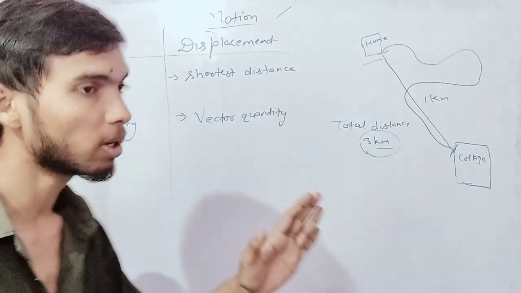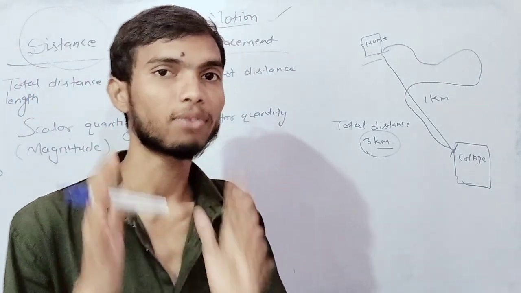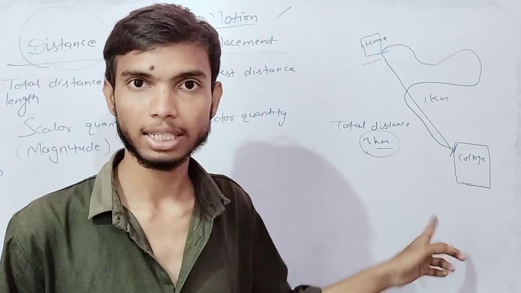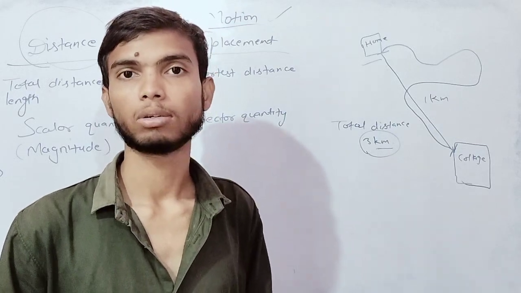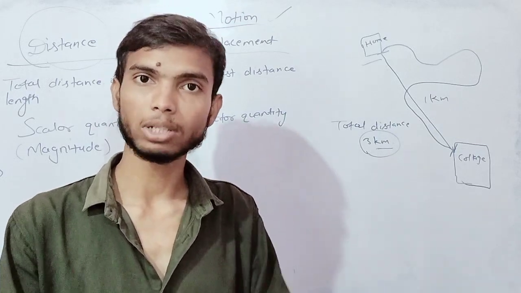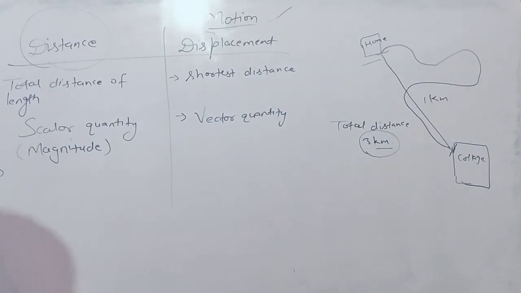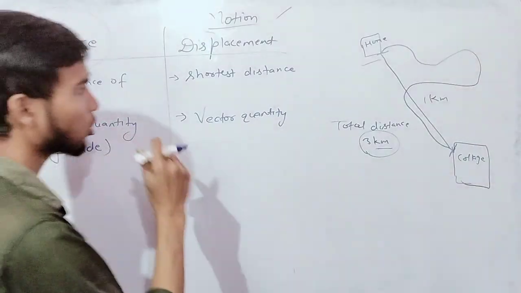So here 3 kilometer together we will consider as a value. Now it is a value. Can you say it is a magnitude? Value is magnitude. Magnitude is value. Clear? Only magnitude. Now what about vector quantity?